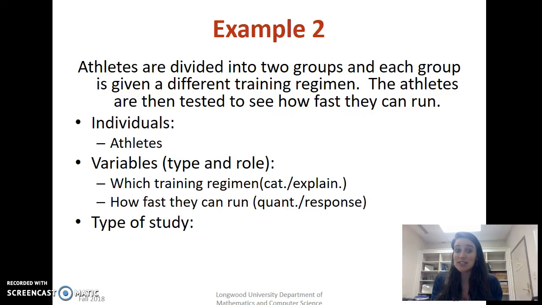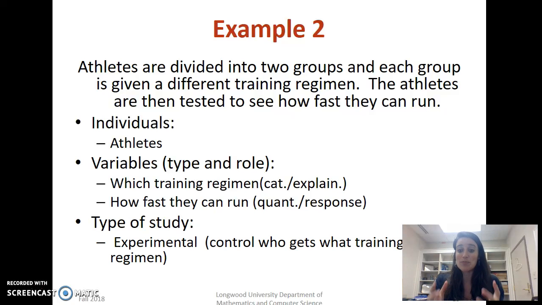This type of study is a bit different. We are assigning a training regimen to these athletes, so we're controlling the explanatory variable. So this type of study is an experimental study, and the control is who gets what training regimen.